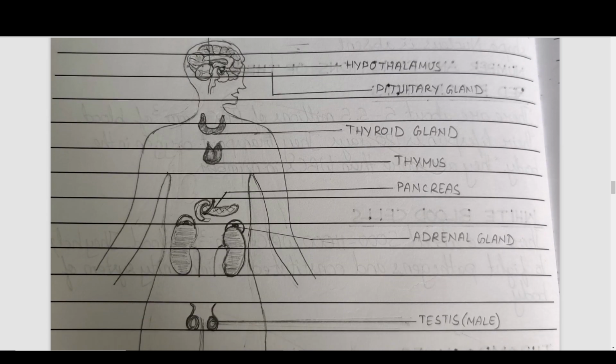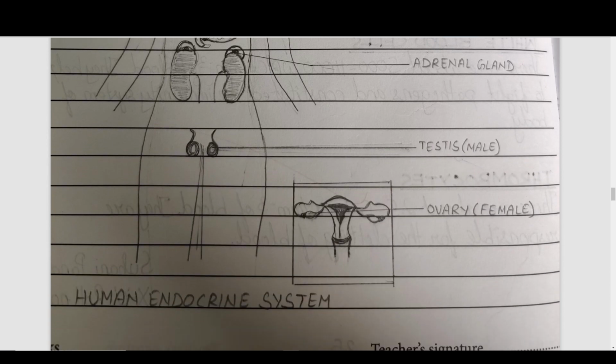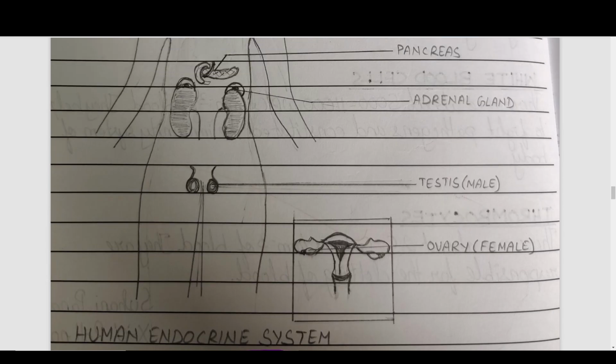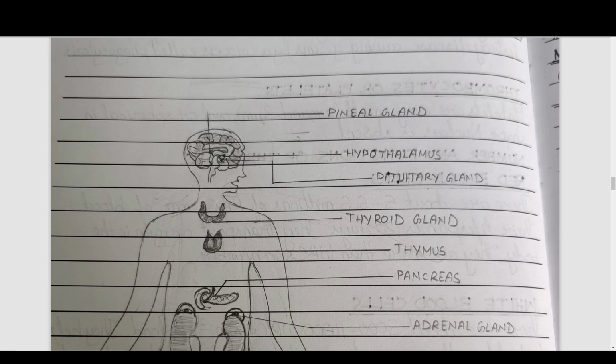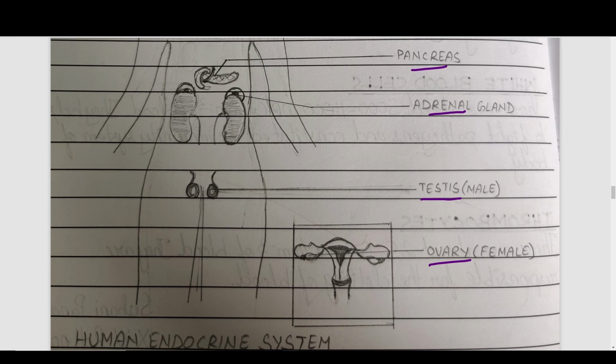Next experiment is of the endocrine system in human body. So human endocrine system. Location of pineal gland, pituitary gland, thyroid gland, thymus, pancreas, adrenal gland, testes in case of male and ovary in case of female. The testes are extra-abdominal whereas ovary is intra-abdominal.